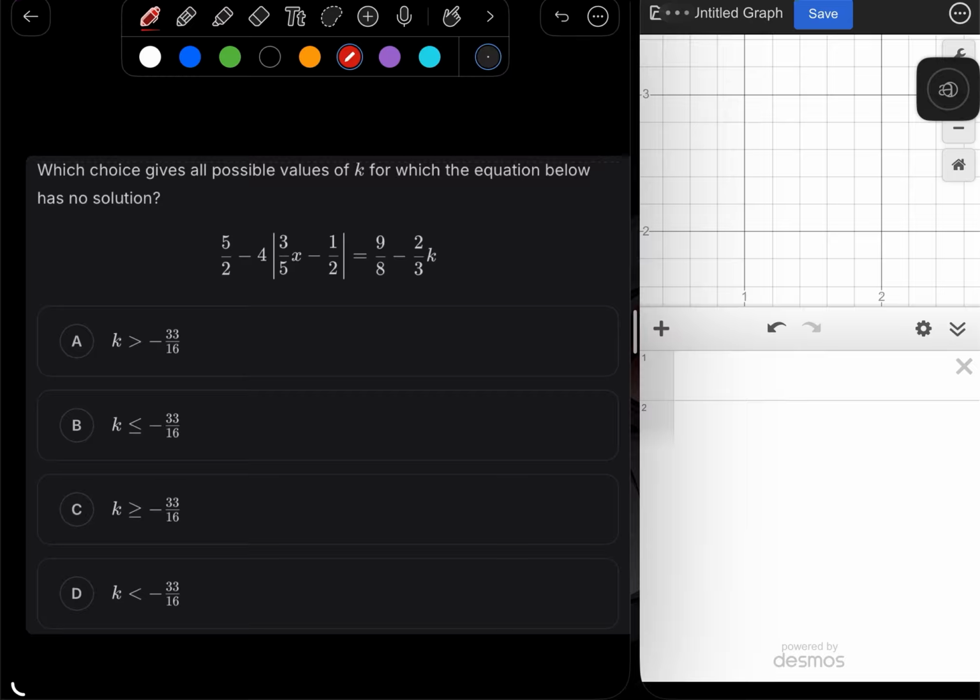So essentially, what they're asking us to find is a range of k where, if that was a value for k in this equation, it wouldn't hold true. It would have no solution, right?